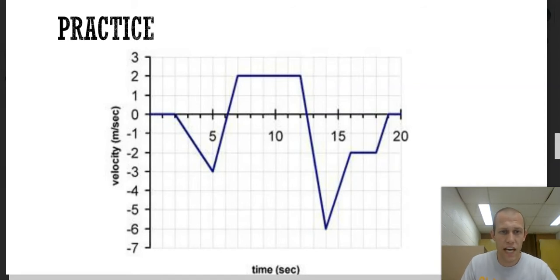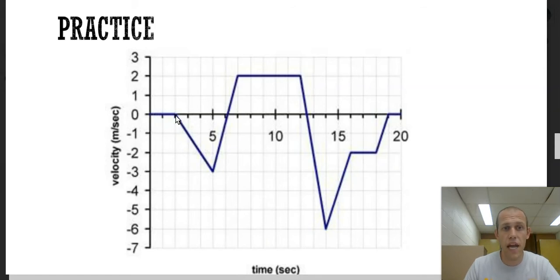Here we have a velocity time graph. Remember, we know nothing of the position from this, only if the position's changing. So we don't know where the position's starting at. We don't know where home is at. We do know that this person started by not moving. They were at rest, and they stayed at rest for 2 seconds.